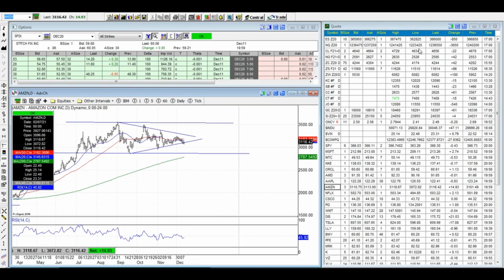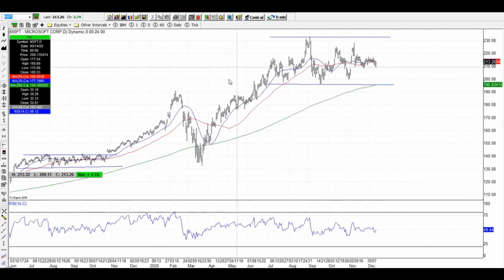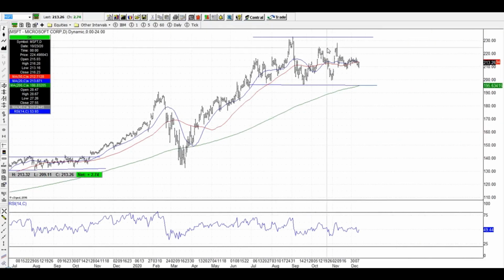We can take a look at Microsoft. I know Microsoft was making some good channel patterns. Currently in this kind of meandering channel pattern right here, you can kind of see a little triangle here, okay? It depends on how you want to draw it. So I've got a triangle within the channel.